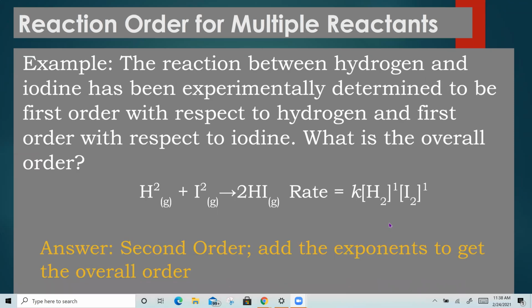So here we look at this one, and I put the answer right there on the slide. The example reaction, the reaction between hydrogen and iodine, has been experimentally determined to be first order with respect to hydrogen and first order with respect to iodine. So here I'm telling you that they're first order. So here's the rate law. k[H2] to the 1, and I'm giving you that information that it's first order. So I put k[H2]^1, but it's also first order with I2, so that's 1. So what is the overall rate law, or what is the overall order? It is 1 plus 1, or second order.